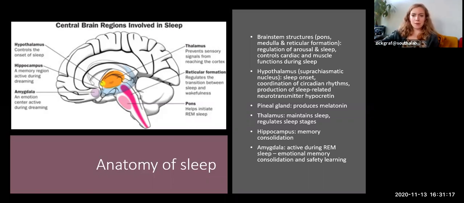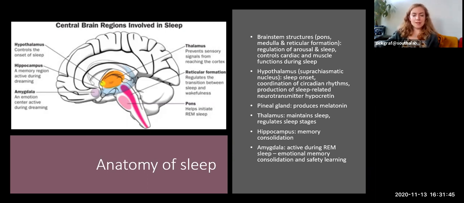The hypothalamus is probably the structure that's the most important to sleep. It's involved in both homeostatic mechanisms, so keeping track of how much sleep the organism has had, and also coordinating circadian rhythms. The suprachiasmatic nucleus is located in the hypothalamus. The pineal gland is where melatonin is produced in the brain. The production of melatonin in the pineal gland is controlled by the hypothalamus and by the suprachiasmatic nucleus.